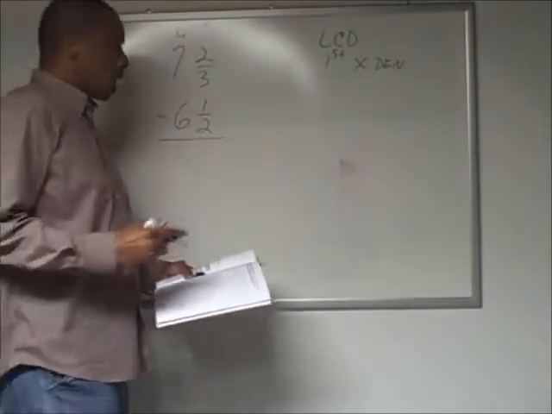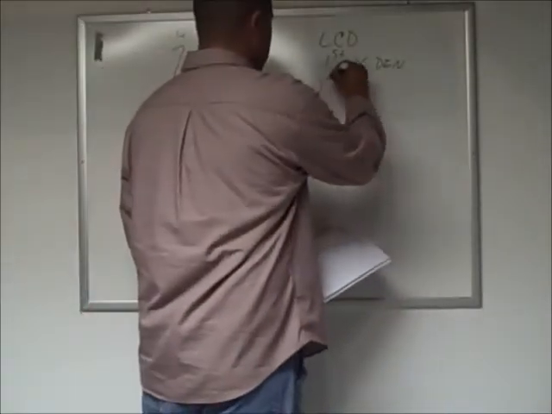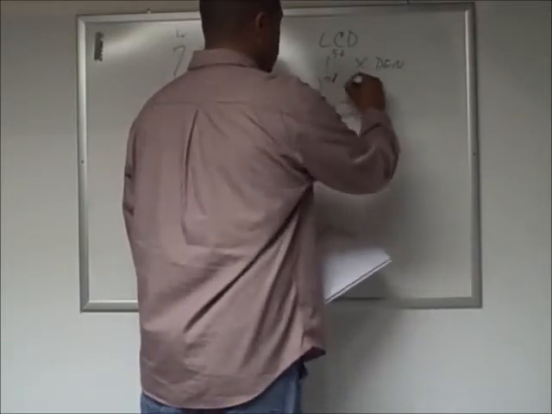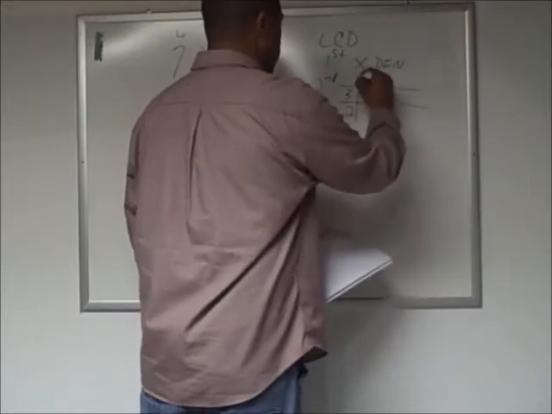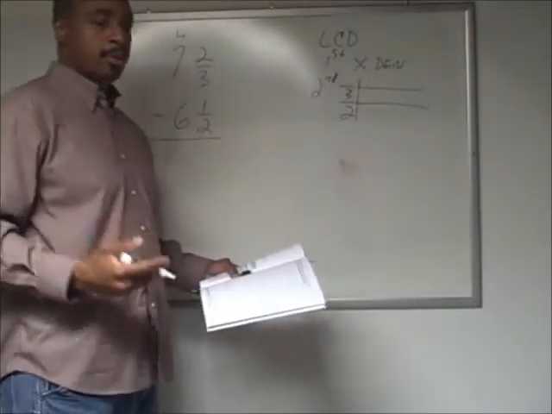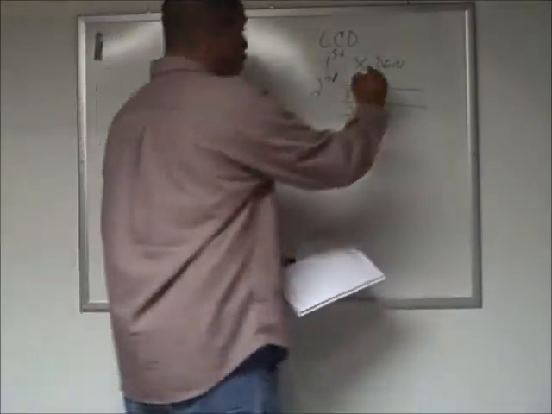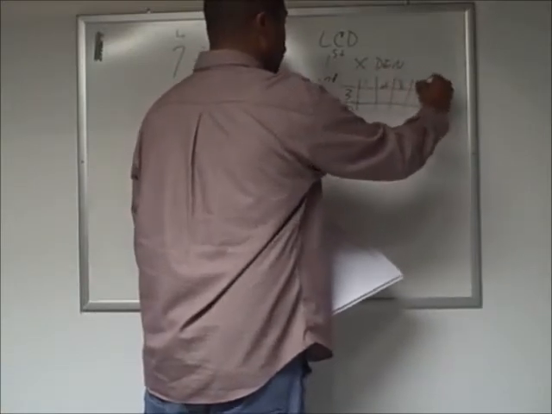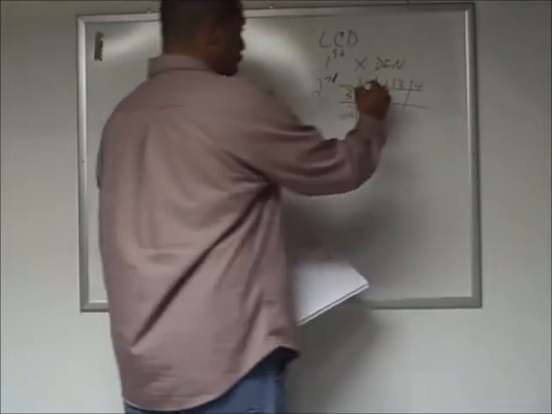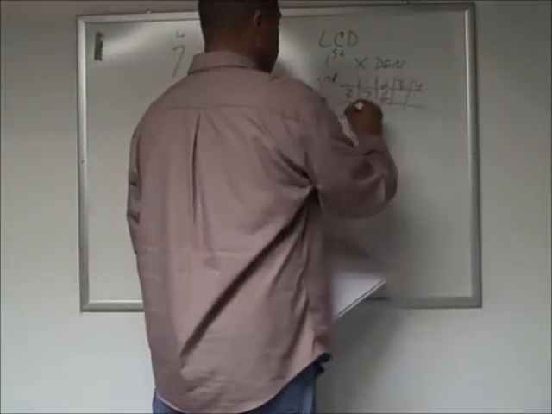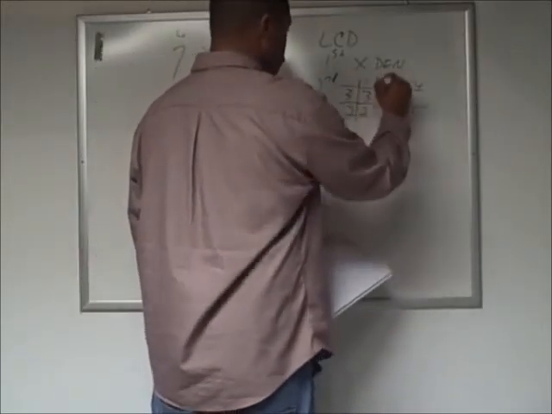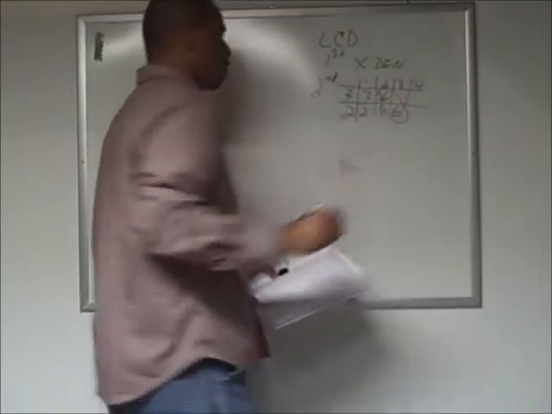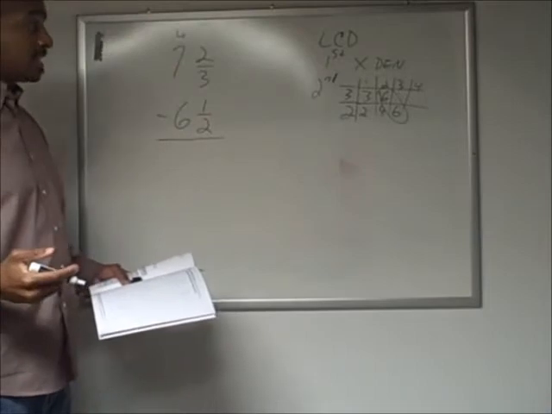Then the second way is by running the multiples. What I mean by running the multiples is simply setting up an old-fashioned multiplication chart. 1, 2, 3, 4, 5, and so on. 3 times 1 is 3, 3 times 2 is 6, 2 times 1 is 2, 2 times 2 is 4, 2 times 3 is 6, and then you see your lowest common denominator is 6.